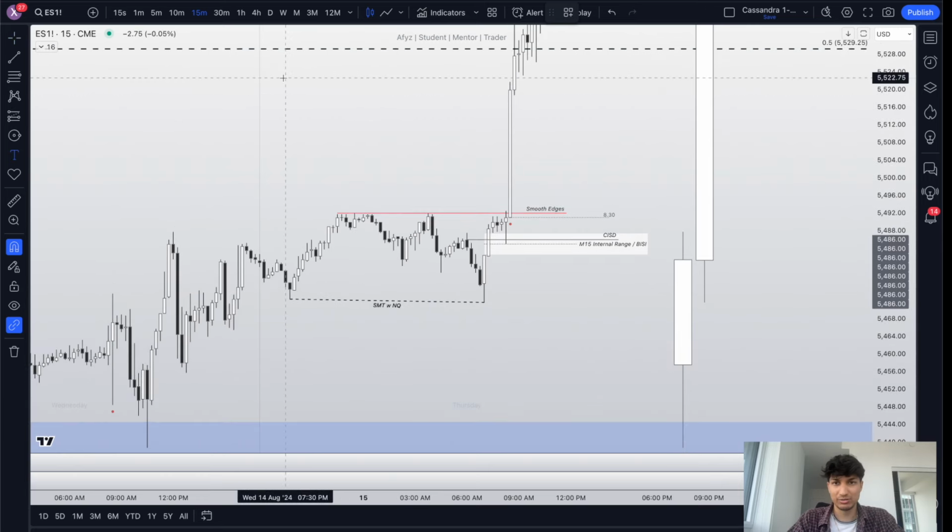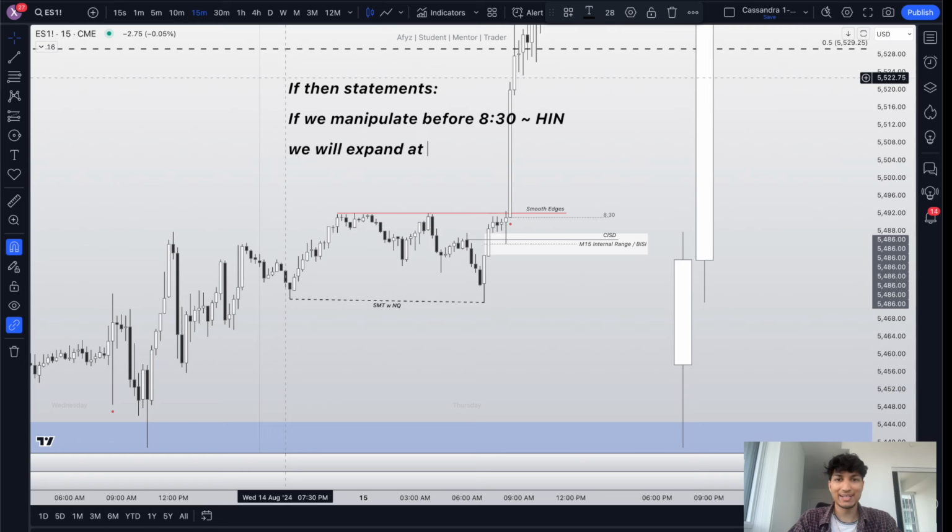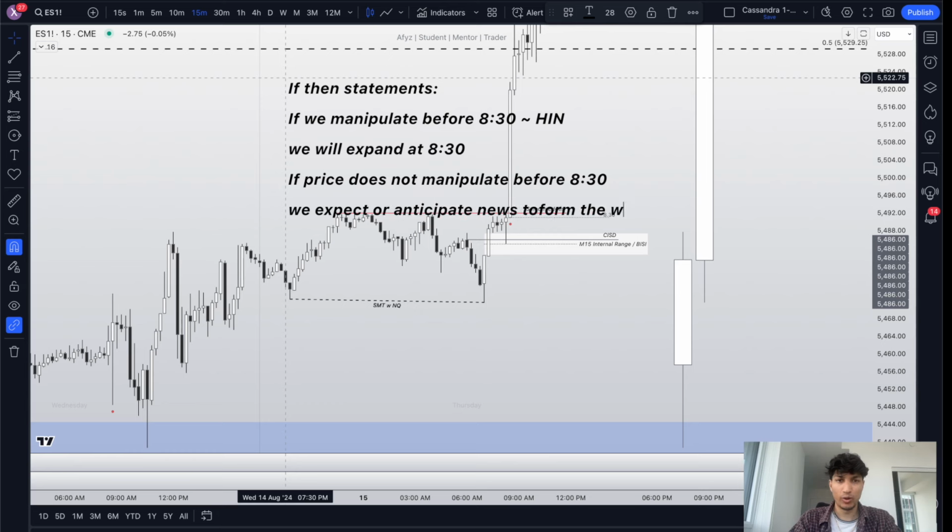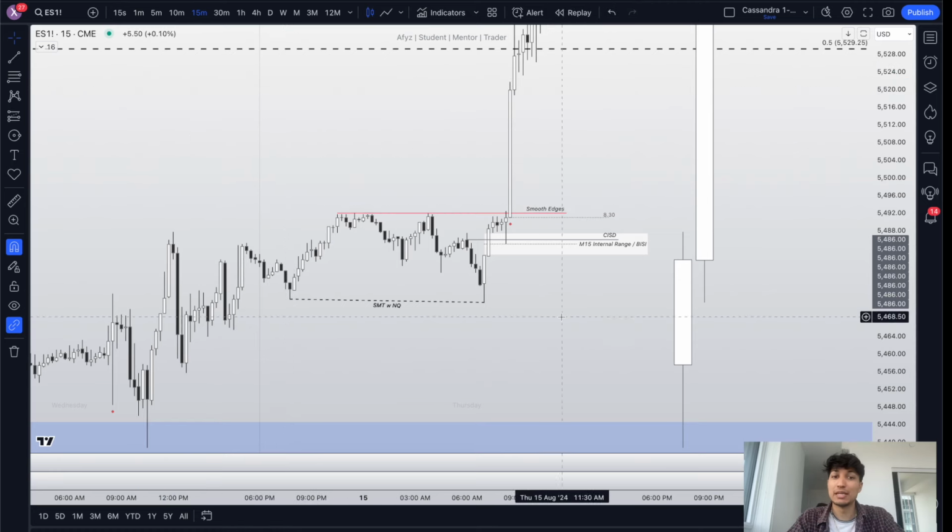And this becomes our series of if-then statements. So if we manipulate before 8:30, which is going to be our high impact news driver, we will expand at 8:30, meaning we want to position ourselves before that folder drops to capitalize on the expansion or the volatility injection of the news folder. If price does not manipulate before 8:30, we anticipate news to form the wick. Essentially, we expect news to form the manipulation of that day.